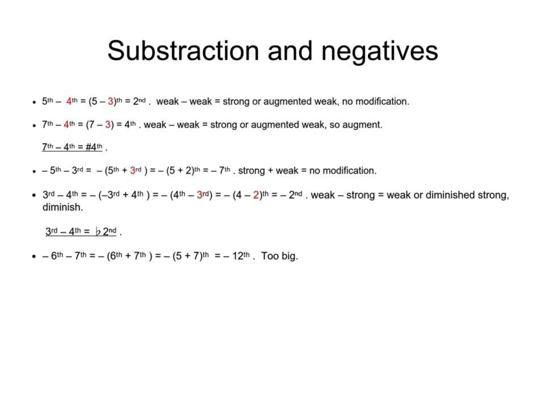Okay. With the same knowledge, we can easily do subtractions from intervals up to a seventh. For the first example, weak minus weak is strong or augmented weak, so no modification. For the second example, weak minus weak is strong or augmented weak, so we augment. In the third example, we can write it as a sum of intervals. Just put a negative sign in front of it. Remember, we don't modify when we add a strong interval to a weak one. For the fourth example, weak minus strong is weak or diminished strong, so we diminish.